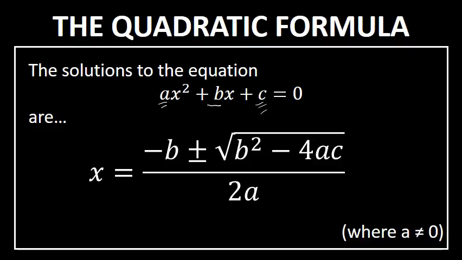It should be stated that the quadratic formula only holds when a does not equal 0. If a is 0, we actually wouldn't be working with a quadratic equation, because a value of 0 for a would mean that there is no x squared term, and the highest power on x would only be 1.